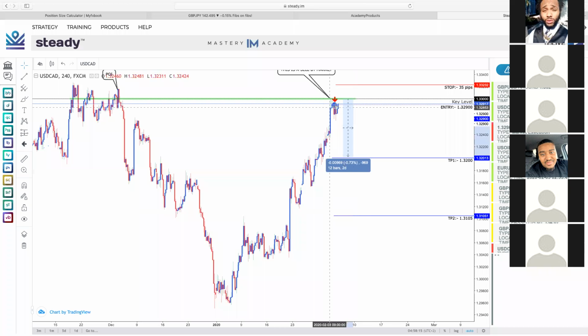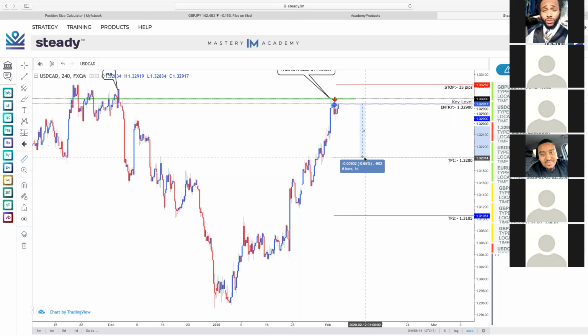It's like an 18-wheeler truck. It doesn't just turn on a dime. It takes its time. It's a big monster truck. It takes its time to reverse and retrace back. Now, nonetheless, look at TP1, risking 35 pips. TP1 is 90 pips.